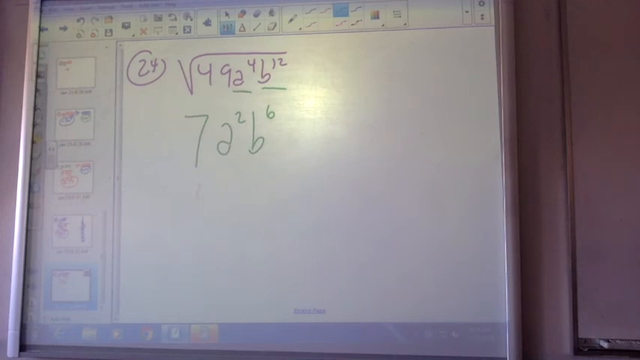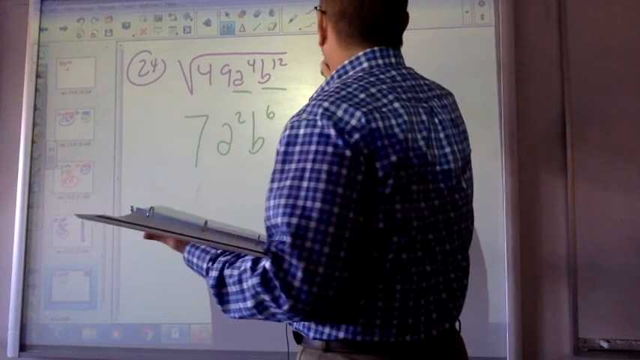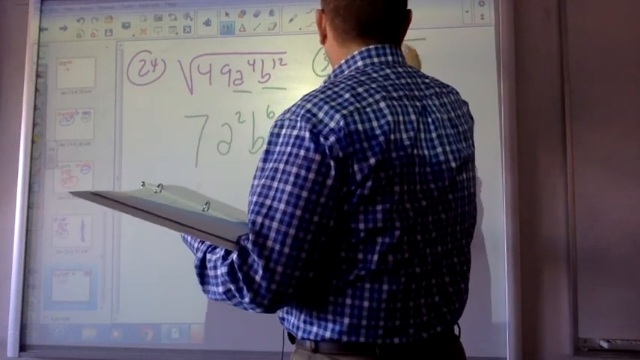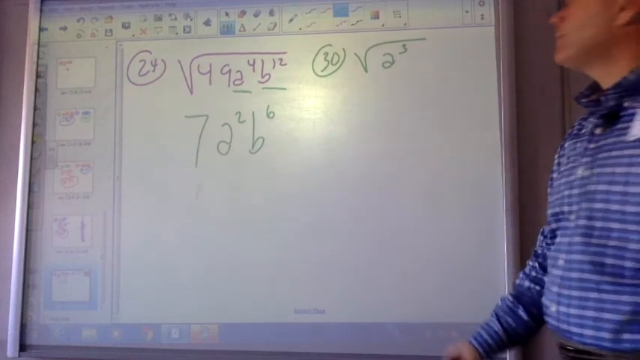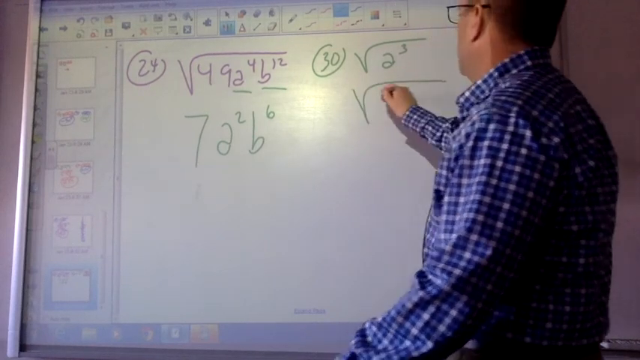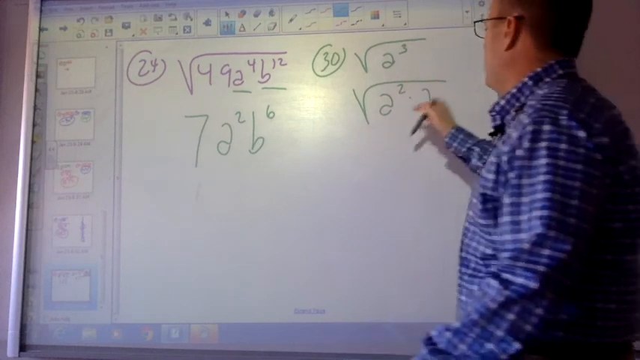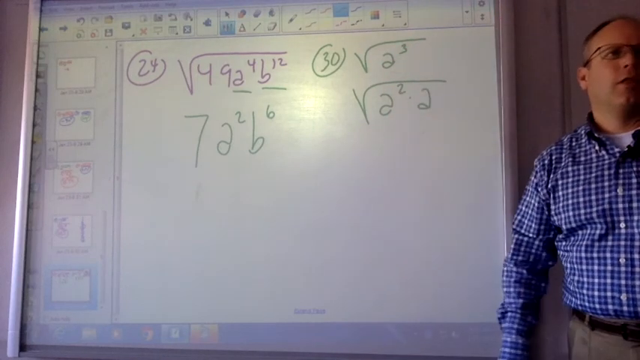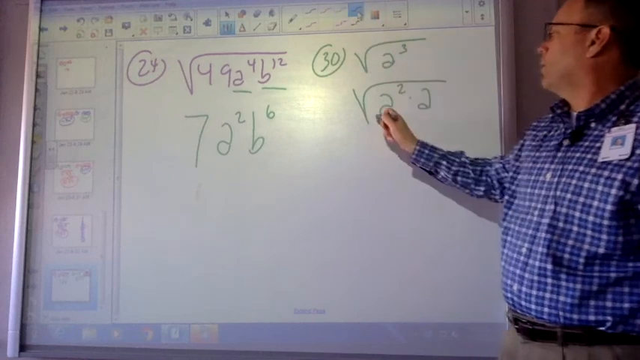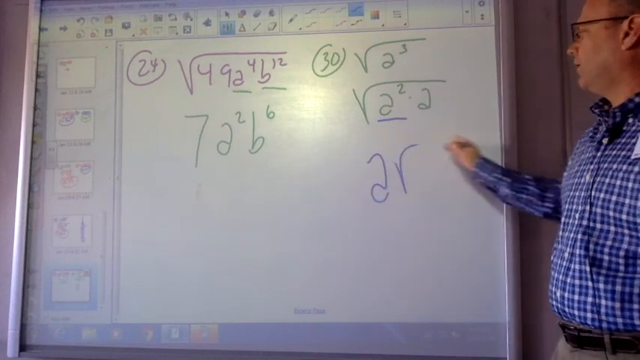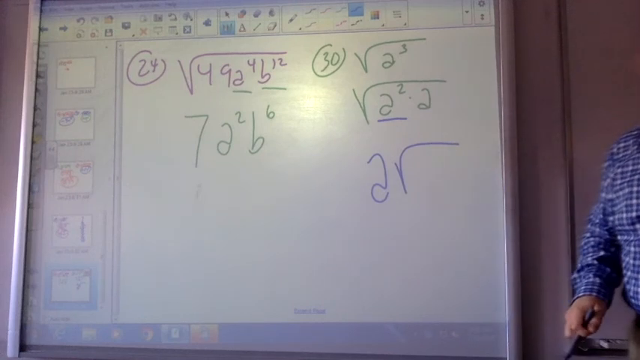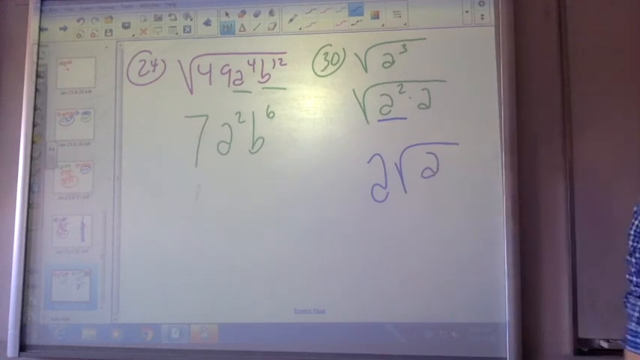Anything else you want me to go over? Yeah, 30. You got it. Good one. 30 looks simple, but I could see how you could get caught up on it because a to the 3rd is not a perfect square, right? So let's change it to a squared times a. If I multiply those back together, I get a to the 3rd. Now, the square root of a squared is just a. What's left under the radical sign? A root a. Yeah.